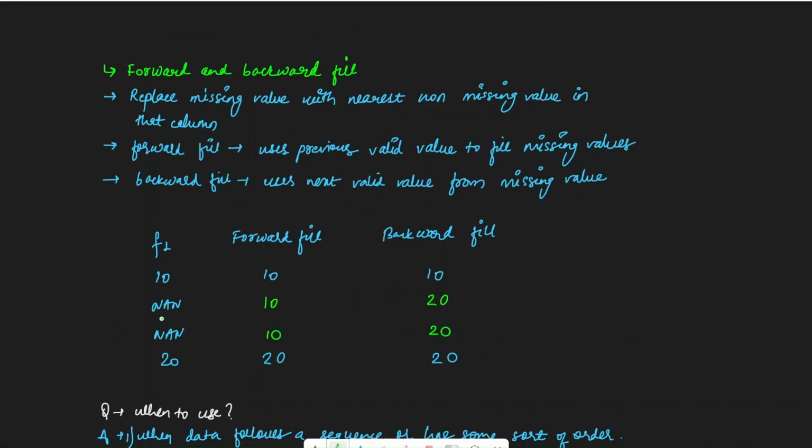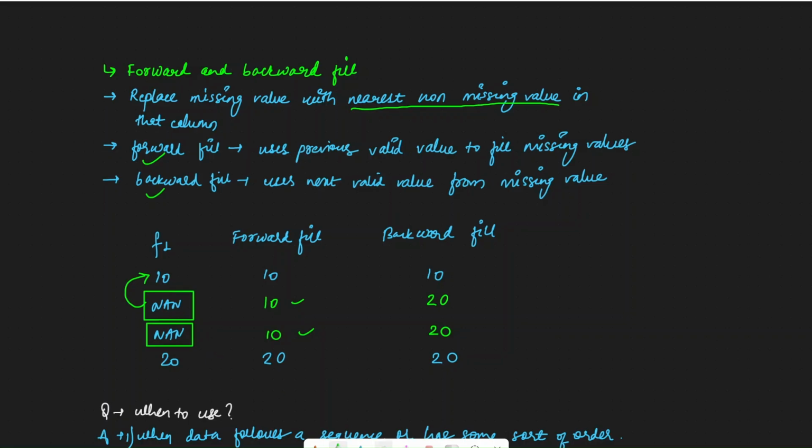Next up in the list, we have forward and backward fill. This is another method for handling missing values. Here we use the nearest non-missing value in the column to replace the missing value. There are two types of fill, forward fill and backward fill. In forward fill, we find a non-missing value which is prior to the missing value and replace the missing values with that value. If you look at this column, this is using forward fill. We found that 10 was the value previous to the missing values, and we have replaced both of these missing values with 10.